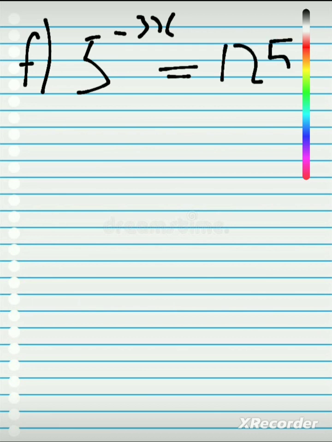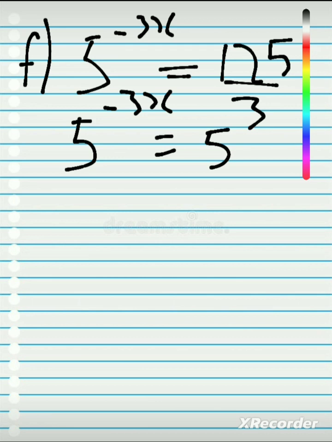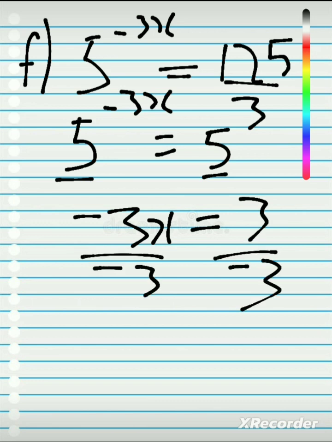If it says 5 power negative 3x equals 125, we know for 5 and 125 the common base should be 5. What number can we raise 5 to, so that we get 125? It's 5 to the power 3. 5 times 5, 25, times 5, 125. The bases are the same, so the indices should also be the same. So we can divide by negative 3 on both sides. So x equals 3 divided by negative 3, which is negative 1.